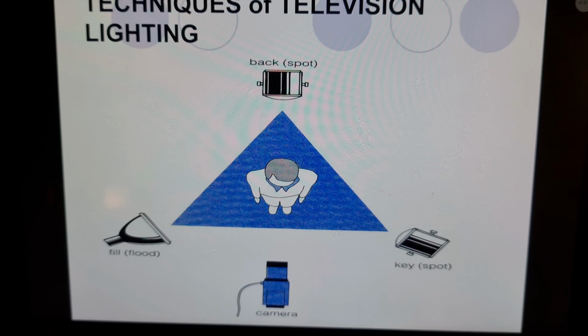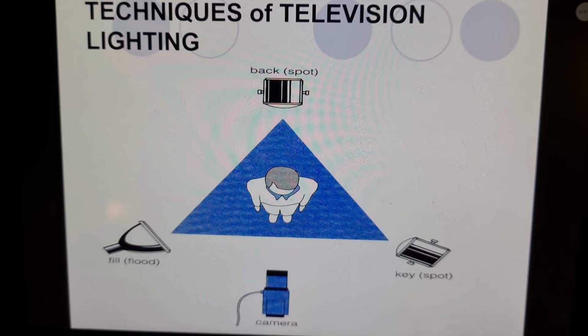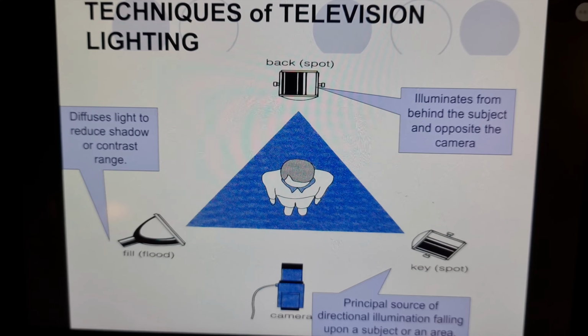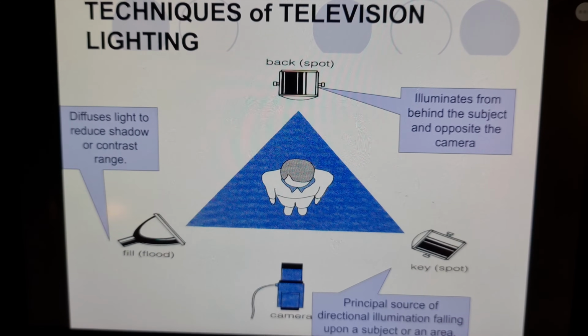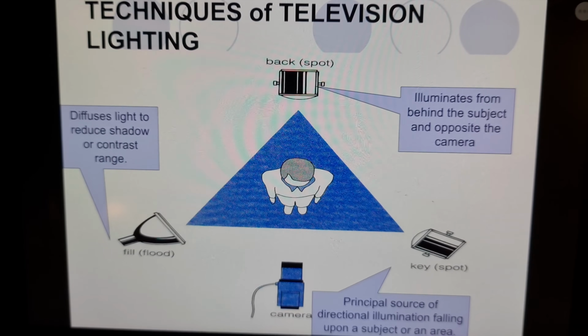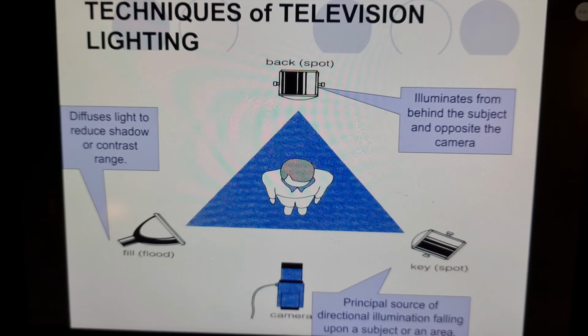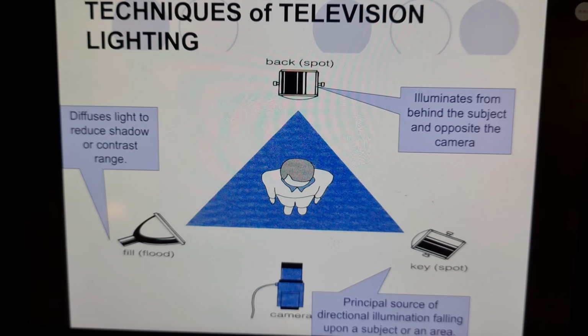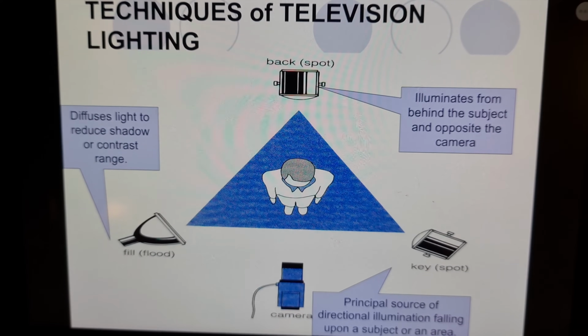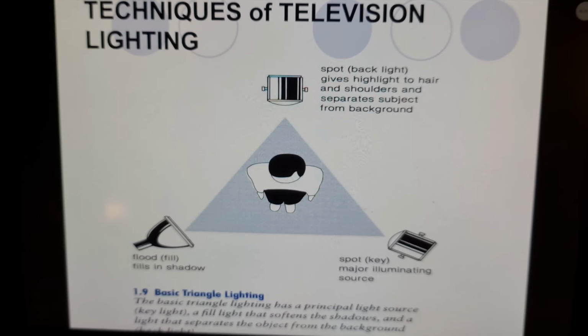There are techniques in lighting. The basic is the triangle lighting, which basically uses three kinds of lights according to its position and purpose. Our principal source of light is the key light. This illuminates most of the subject. The backlight is at the opposite of the camera and behind the subject. The fill light is for reducing shadows that are created by the key light and backlight. Usually, fill light uses floodlight to diffuse shadows.